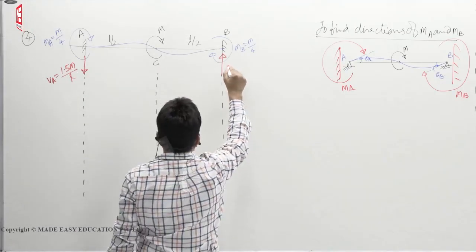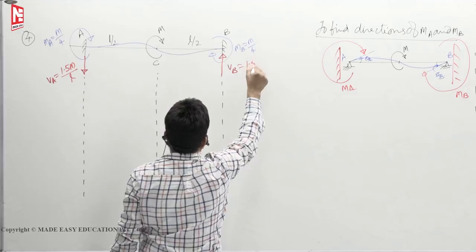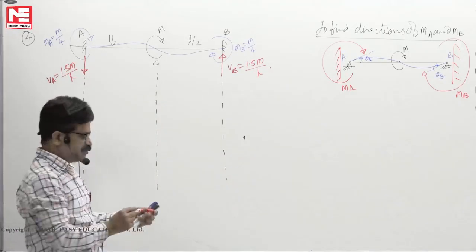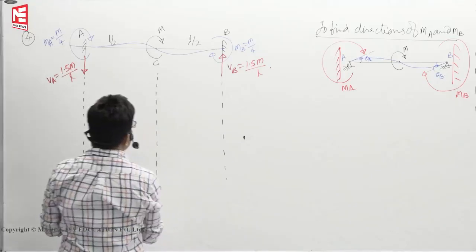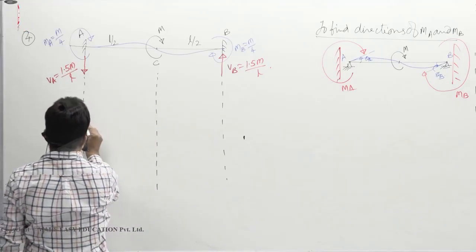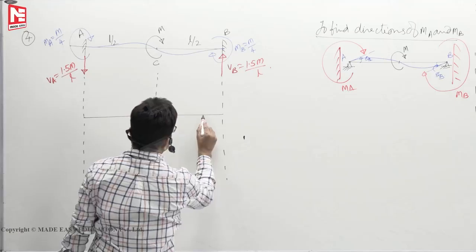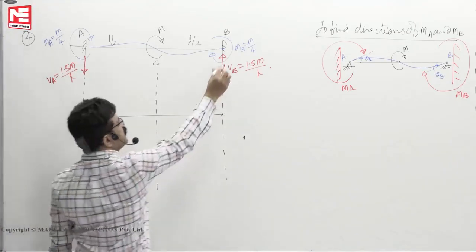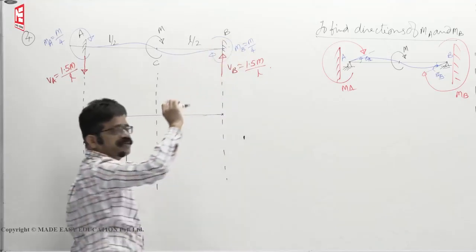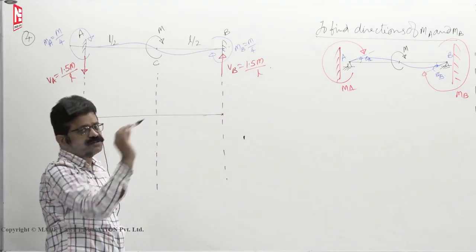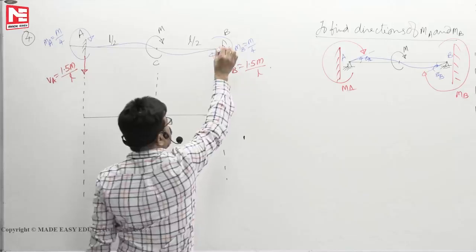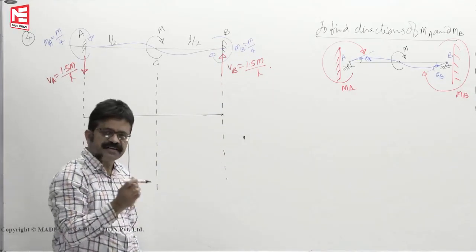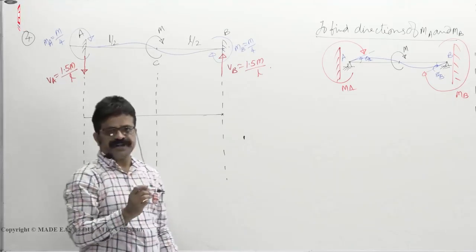Now VB is upward, 1.5 M by L. Now you see completely it is in equilibrium. Now if you draw the bending moment diagram, it will go something like this. What's the bending moment at B? Exactly right side of B, bending moment you cannot calculate because it's in air. So not defined. At B there is a couple. Again you cannot find. And exactly under the couple, bending moment is indeterminate.